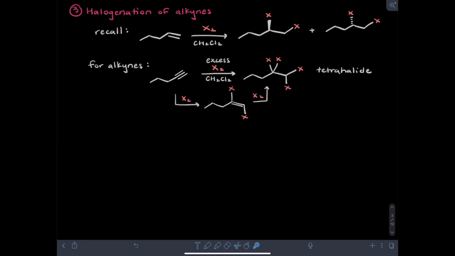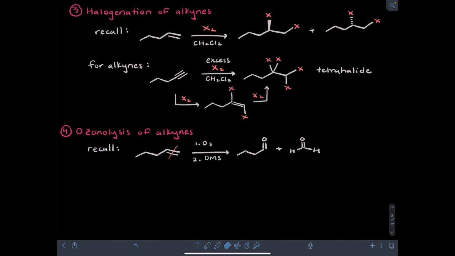In this reaction, you would first react the alkyne with one equivalent of Cl2 or Br2. You would have anti-addition of the halide across the alkyne to generate an alkene intermediate, which has two X substituents, and then this alkene could react with another equivalent of the halogen to give ultimately the tetrahalide product.